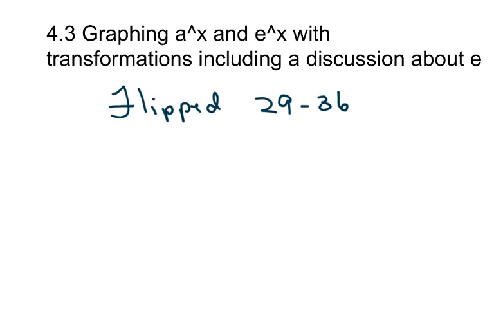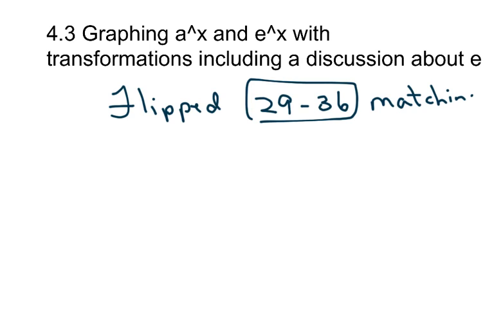Okay, this is graphing functions a to the x and e to the x with transformations, including a discussion about e. And you're going to do 29 through 36 flip. Basically, it's a matching thing. But let's just go over graphing a little bit.